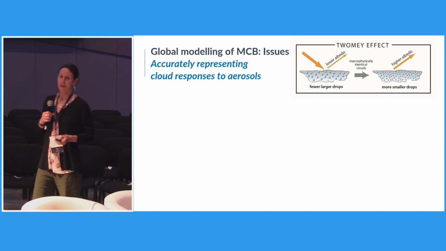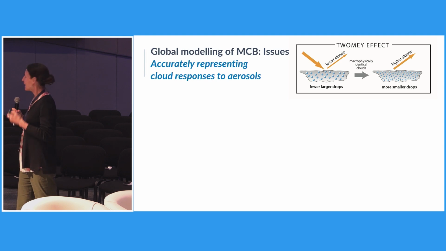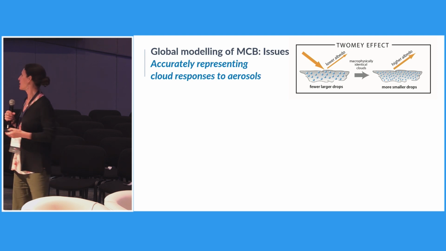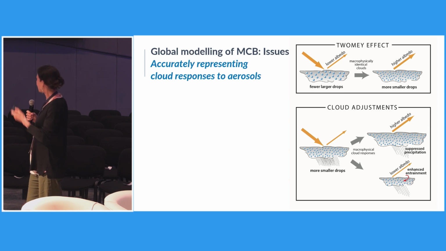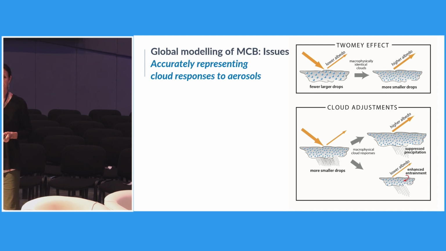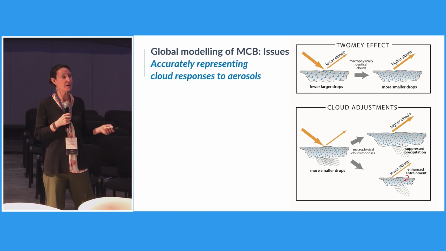So that's the effect we think of when we think of marine cloud brightening. And we understand this process pretty well, and the models basically can do that pretty well, although there are differences across global models in even that response. But where things get really, really complex is once the cloud has more smaller droplets, how does it then respond?